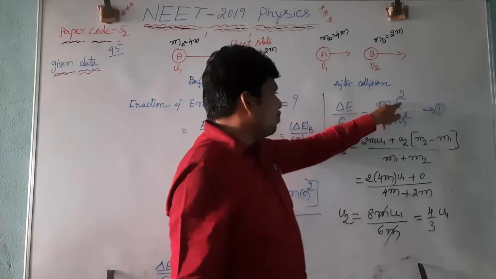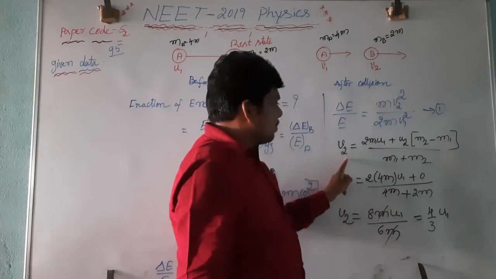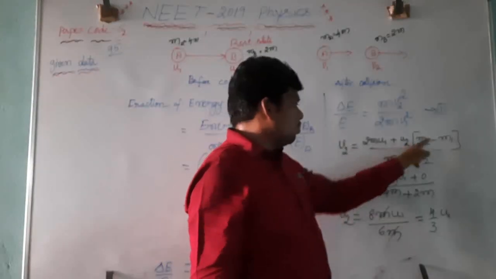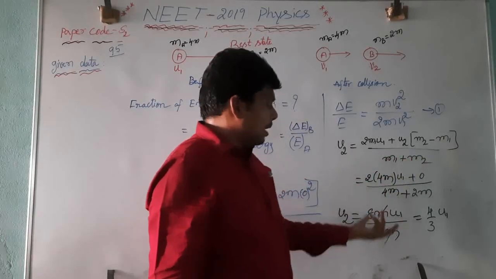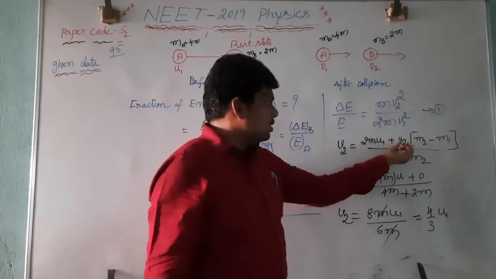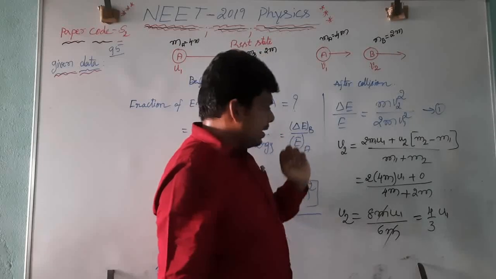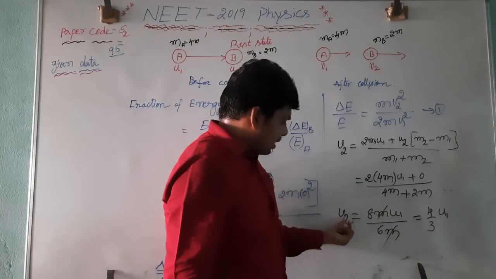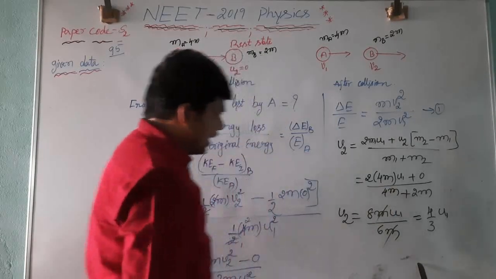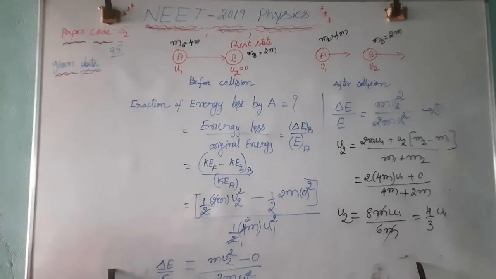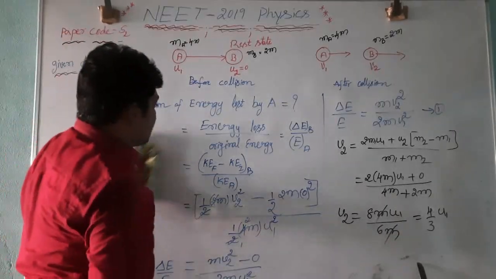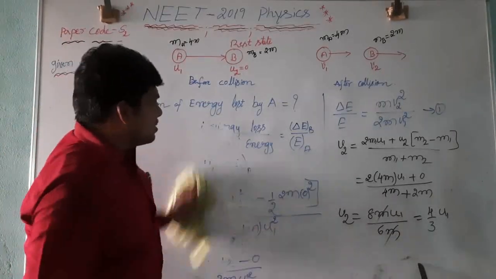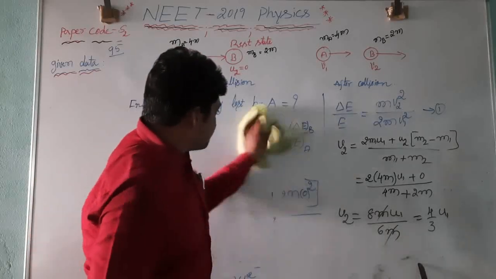Later, here we have to calculate the V2. V2 is given by 2 m1 u1 plus u2 into, again, m1 divided by m1 plus m2. u2 is equal to 0. Why? Because body B is at rest state. After substituting that one, V2 is equal to 4 by 3 u1. Now we have to substitute that V2 in place of what? That is, delta E by E.